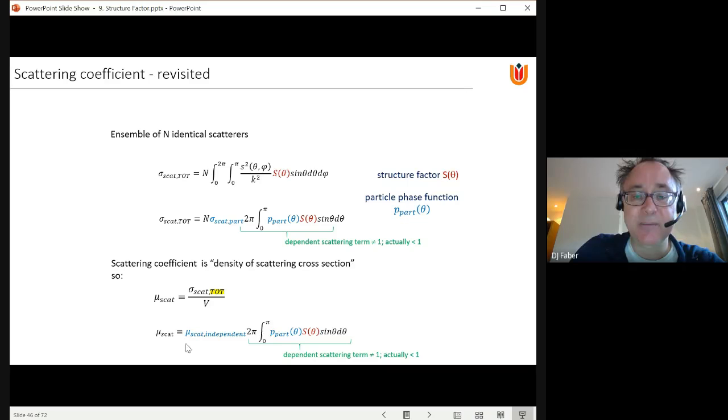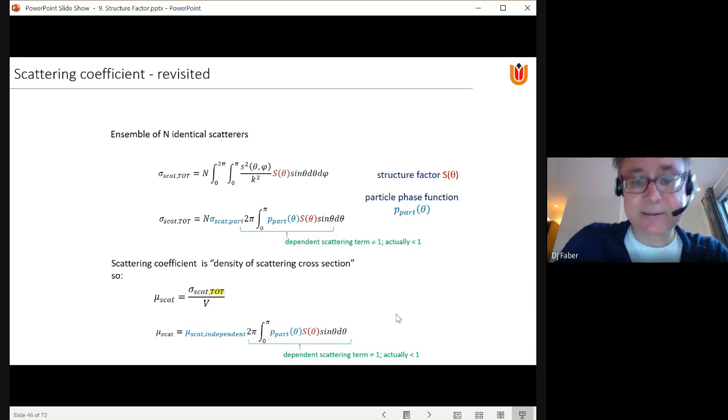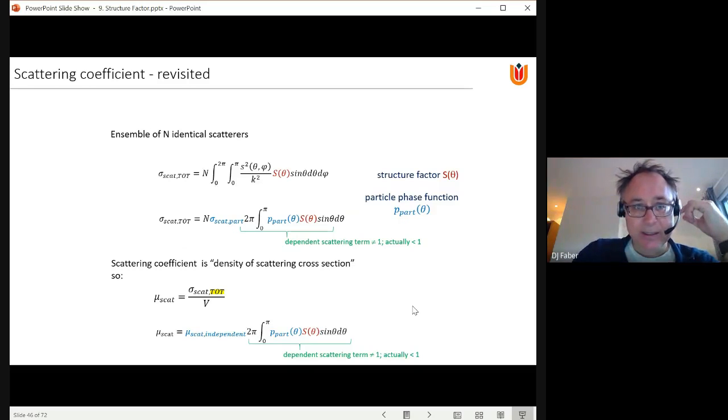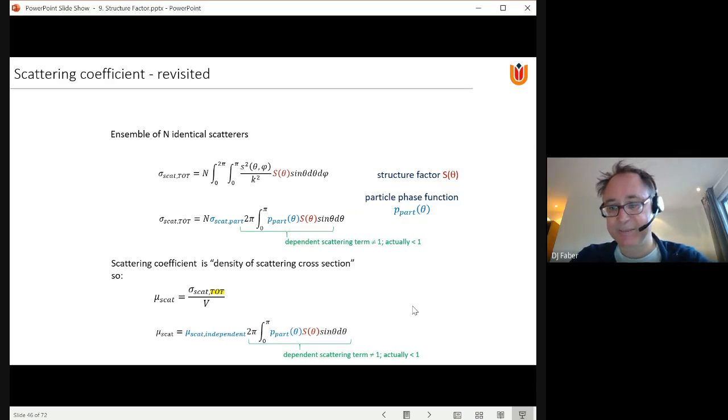So I'll call that the independent scattering coefficient. And then this again is the same correction term that you apply for the dependent scattering. All right. Is that clear so far? So we have the structure factor that basically describes our scattering.